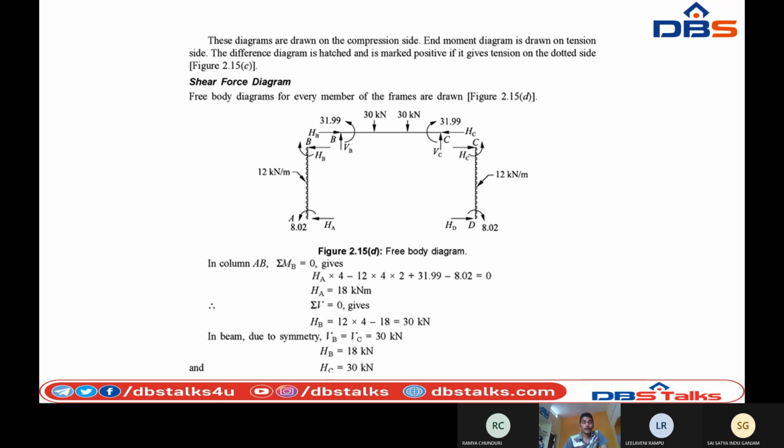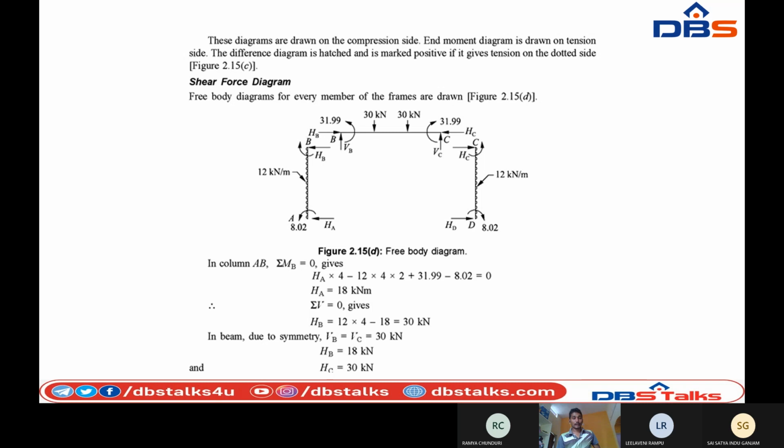Next, the shear force diagram. For column AB, sigma MB equals 0. The reaction HA into 4 minus 12 into 4 into 2 plus 31.99 minus 8.02 equals 0. HA equals 18 kN. Sigma H equals 0 gives HB equals 12 into 4 minus 18, equal to 30 kN.